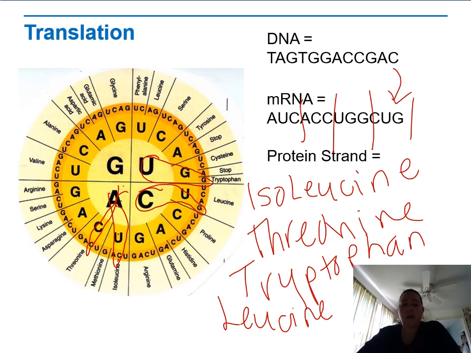I hope this made sense, but like I said, there will be a couple more resources looking at these two processes together, transcription and translation, and we'll talk more about that. I will talk to you later. Have a great day.